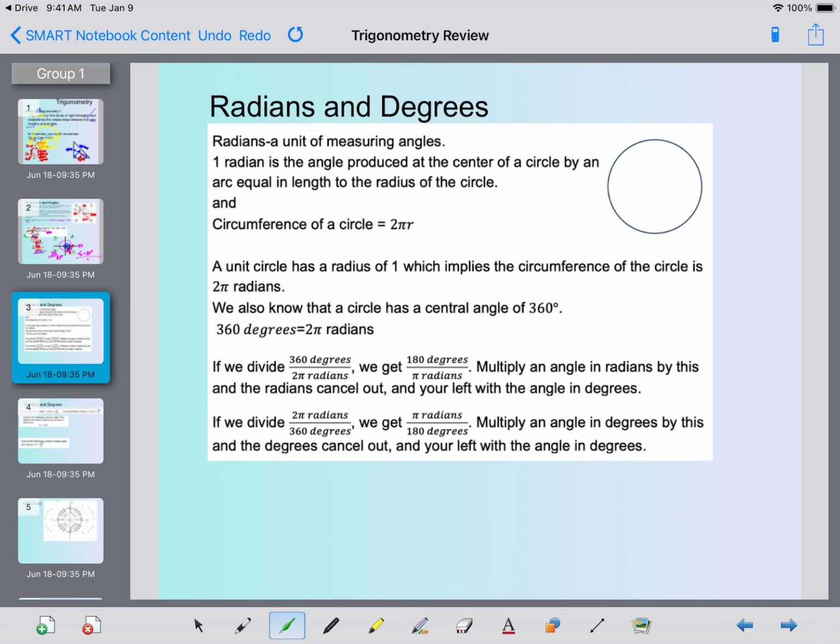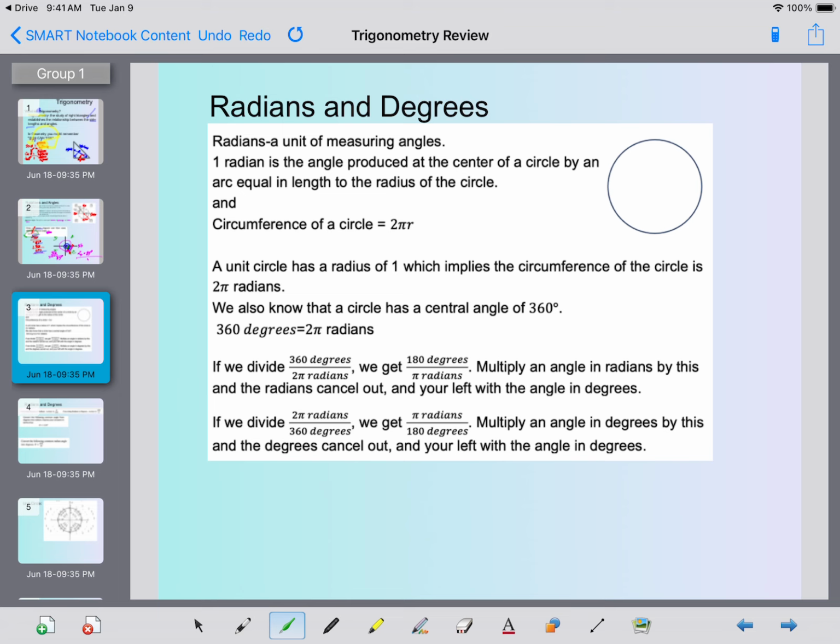Okay. Radians and degrees. I'm going to do a quick little mini lesson on what a radian is. Do you really need to fully understand what a radian is for the region? No. So if you want to skip this part of the video, you can. I recommend watching it. I'll try to be quick.